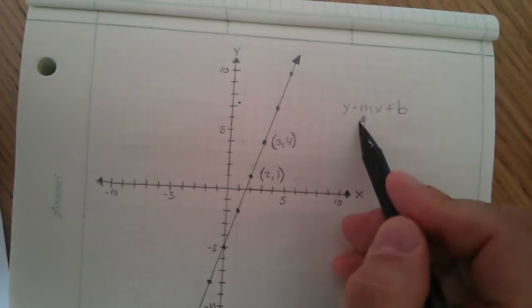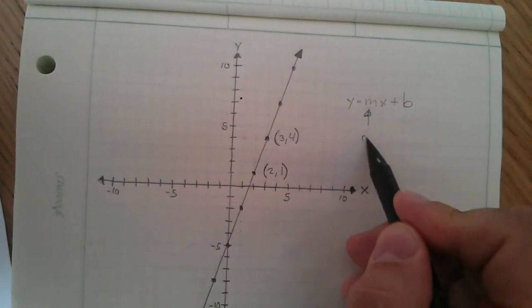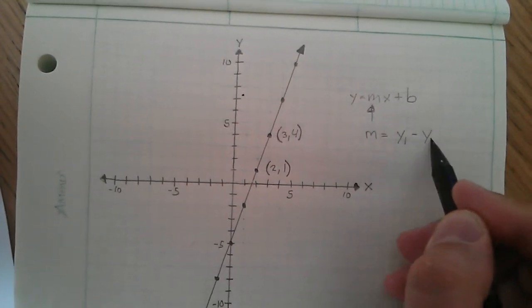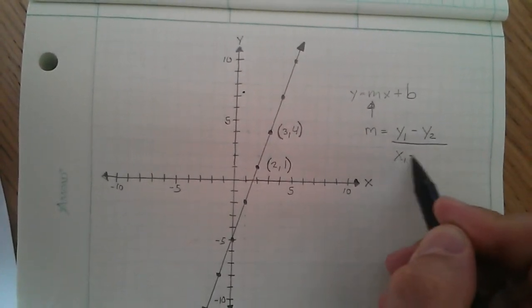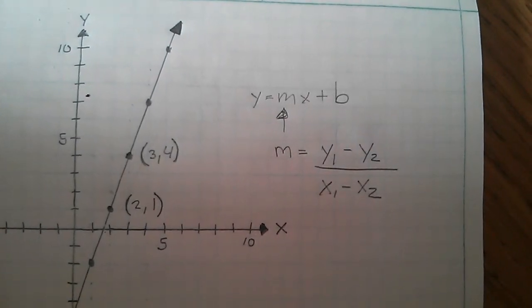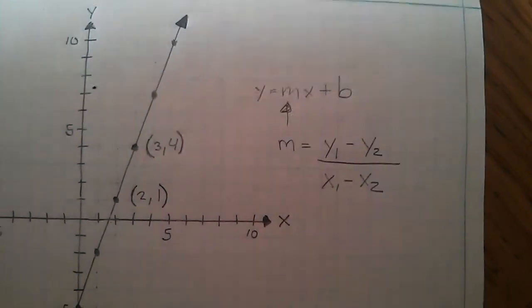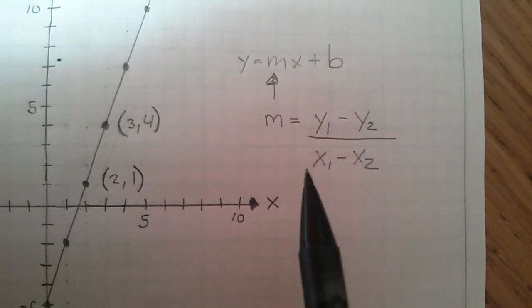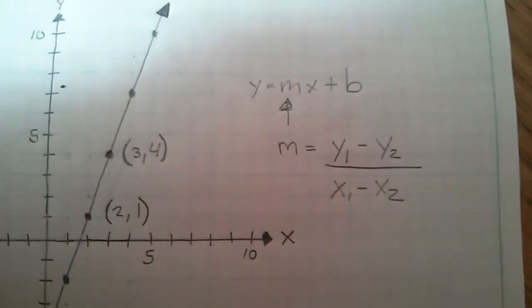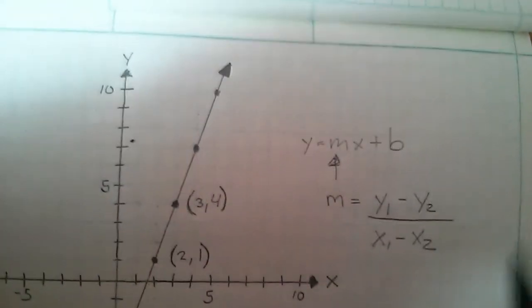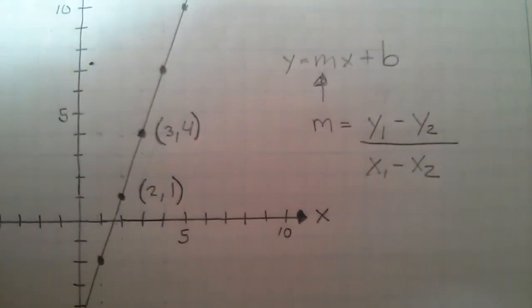Well, we're given this slope equation to help us find the slope, right? M equals y1 minus y2 over x1 minus x2. And depending what book you have, it might even be written as y2 minus y1 over x2 minus x1. It just depends on who wrote the book and which way they want to go. I'm gonna do it this way.